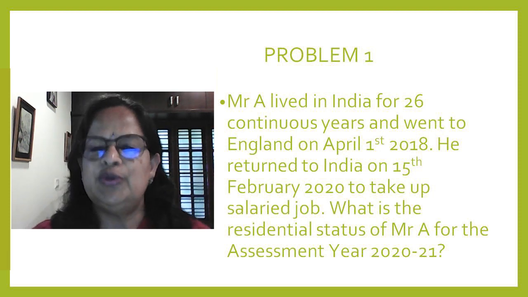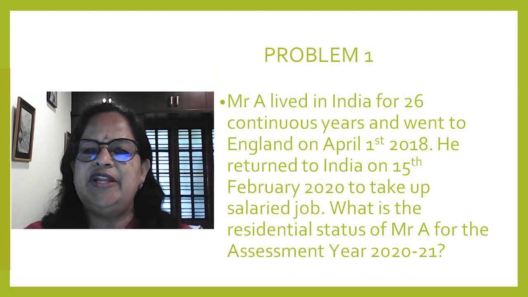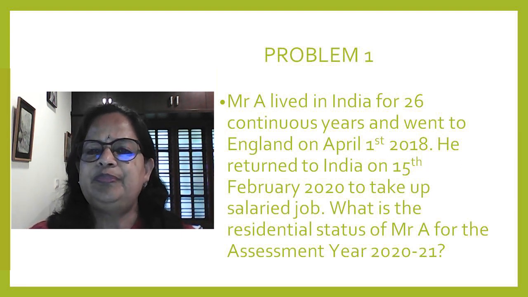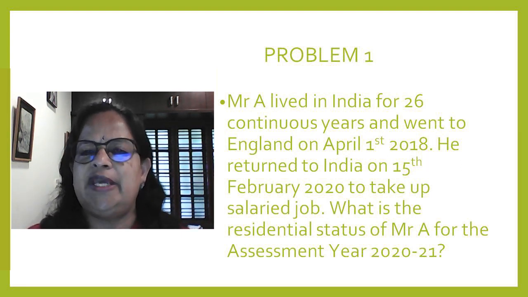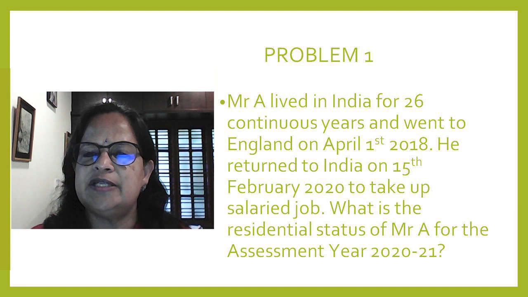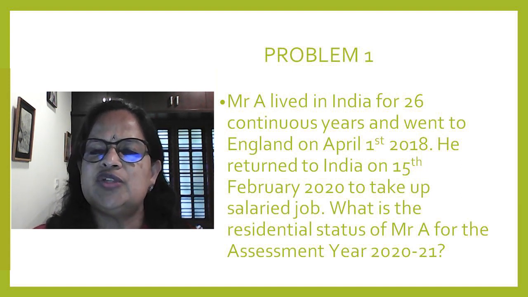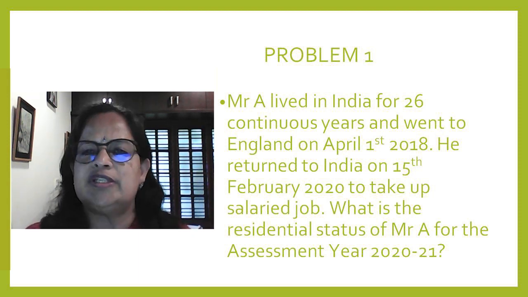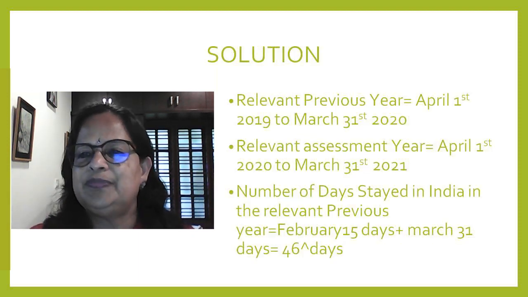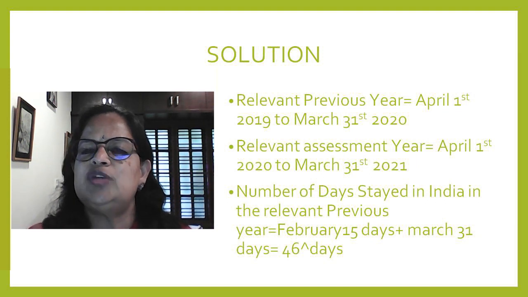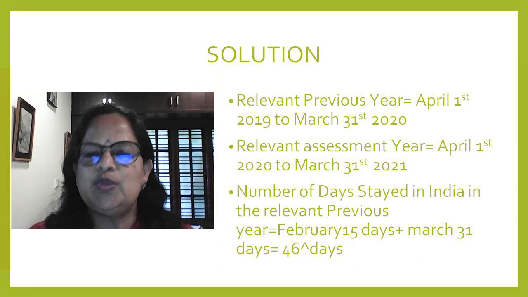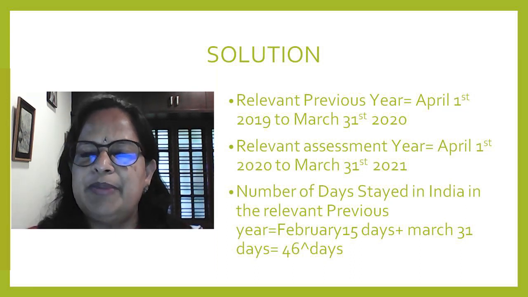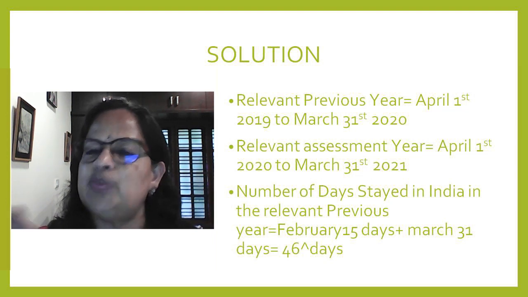Now, the first problem we will do. Mr. A lived in India for 26 continuous years and went to England on April 1st, 2018. He returned to India on 15 February 2020 to take up a salaried job. What is the residential status of Mr. A for the assessment year 2021? This is a very simple problem. In the first problem, while you get the residential status, you will still learn the concepts. Always write what the relevant previous year is. That you know, April 1st, 2019 to March 31st, 2020. Next, write what the relevant assessment year is: April 1st, 2020 to March 31st, 2021.